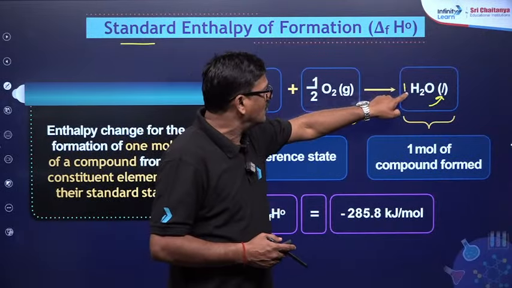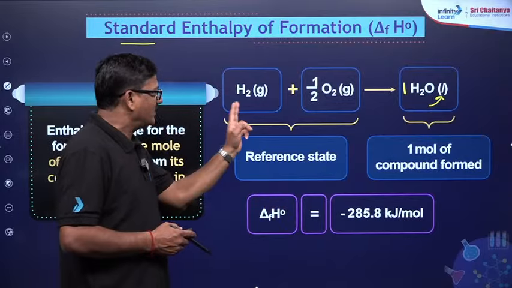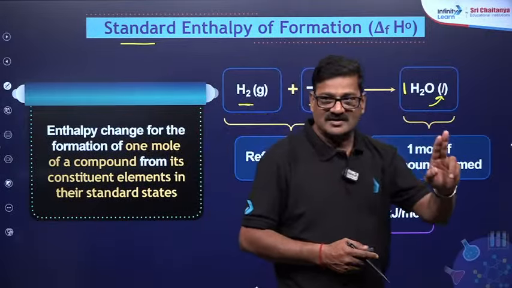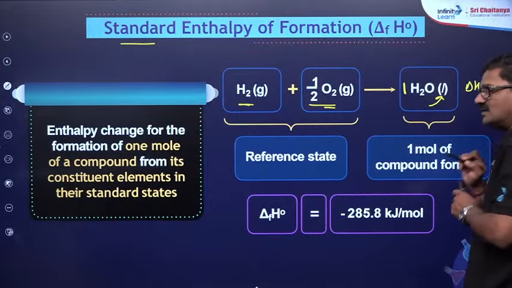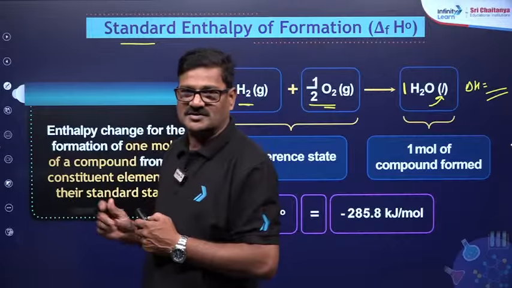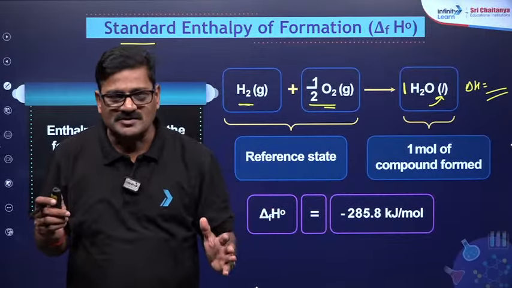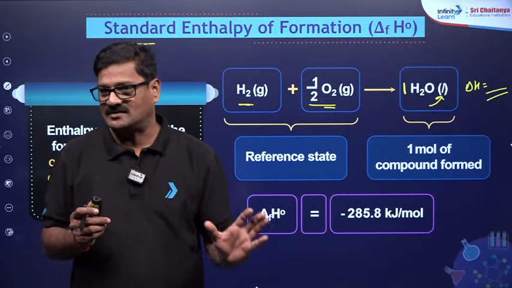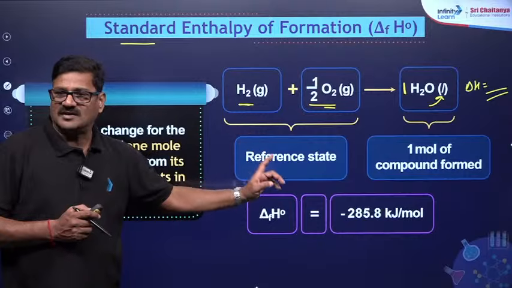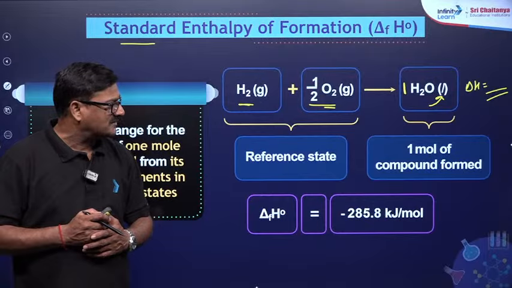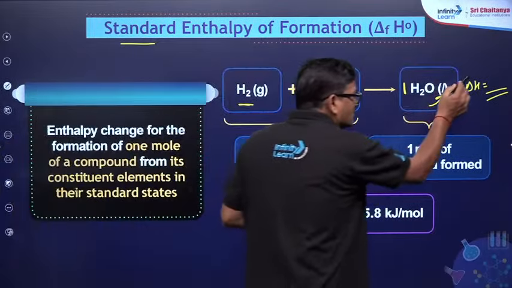Second condition, 1 mole of the substance should be formed, right? And the third condition, the reactants are supposed to be in the elemental state. Then only the enthalpy change that you are going to calculate here is going to be the standard enthalpy of formation. So I can calculate many numericals in thermochemistry according to the definition, and that is a key point. So the reference state has to be the elemental state, and 1 mole of the compound in the standard state has to be formed, that has to be given.